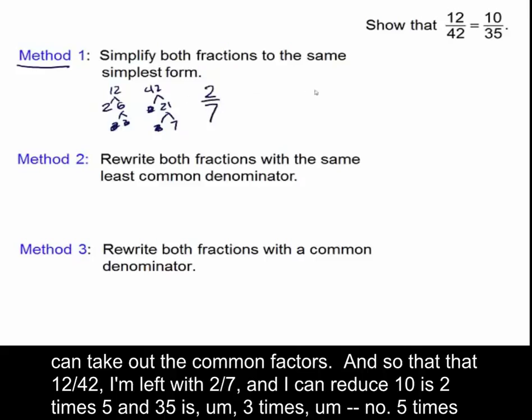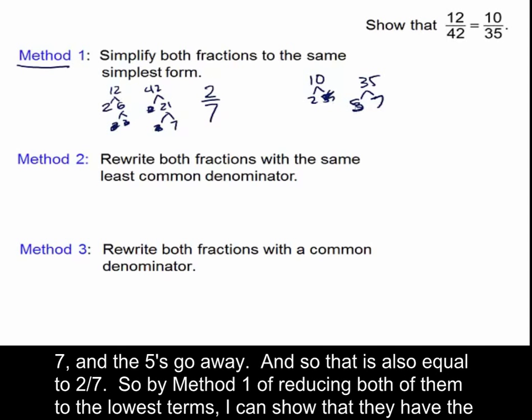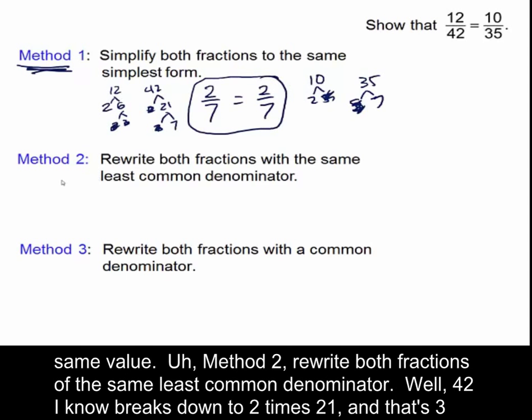and so 12/42, I'm left with 2/7, and I can reduce 10 is 2 times 5, and 35 is 5 times 7, and the 5's go away, and so that is also equal to 2/7. So by method 1 of reducing both of them to the lowest terms, I can show that they have the same value. Method 2, rewrite both fractions with the same least common denominator.